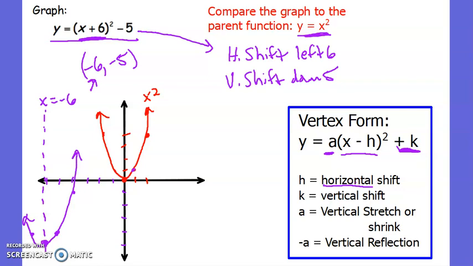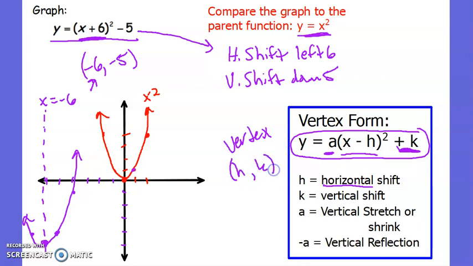Vertex form gives me a very fast way of, number one, identifying the vertex. Vertex of h, k. And note that again, x minus h is in the formula, which means I need to sort of change that sign. Whatever number I have, like plus 6, is going to become a negative 6. H is the number in there. And k gives me my y-coordinate. Notice we had a positive 1 out in front, so we already know, again, that's going to open upwards.